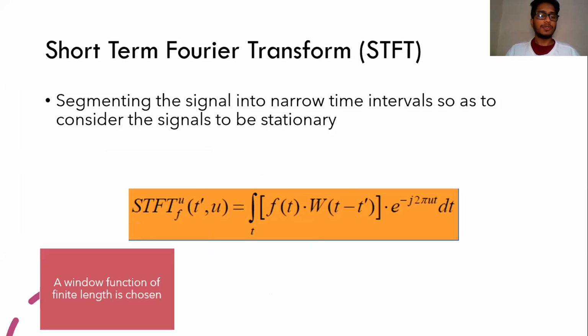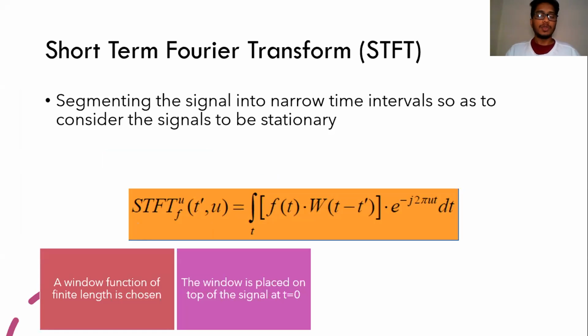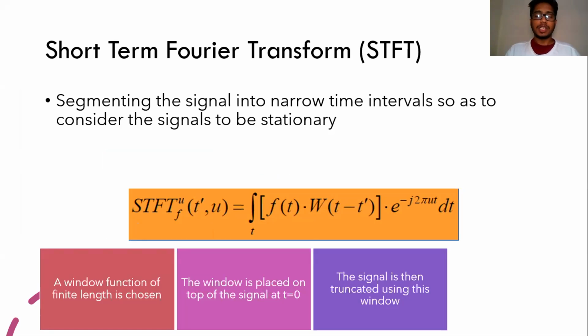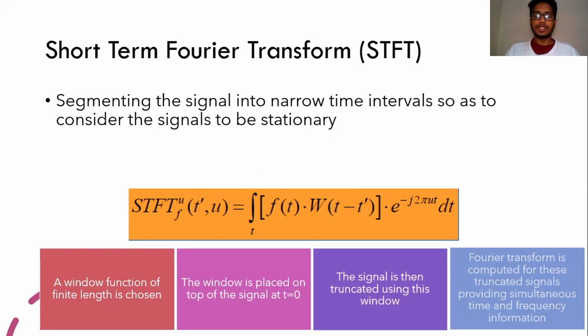A window function of finite length is chosen. The window is placed on top of the signal at t equal to 0. The signal is then truncated using this window. Fourier transform is computed for these truncated signals, providing simultaneous time and frequency information.